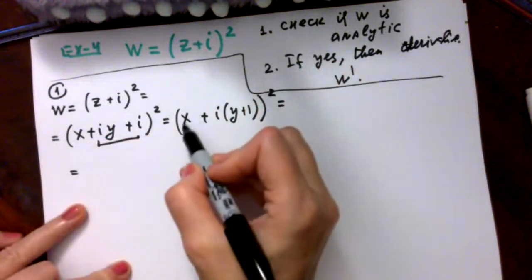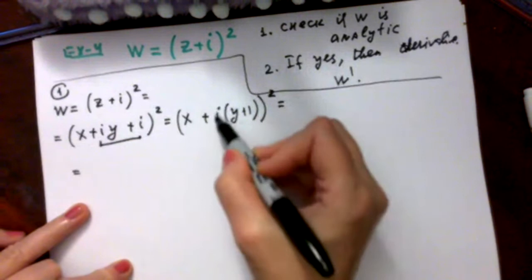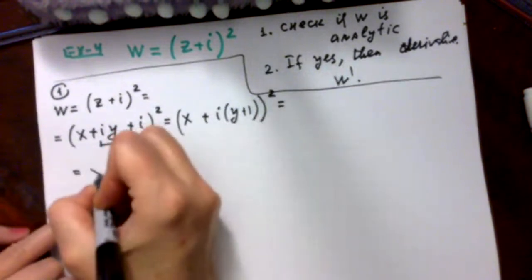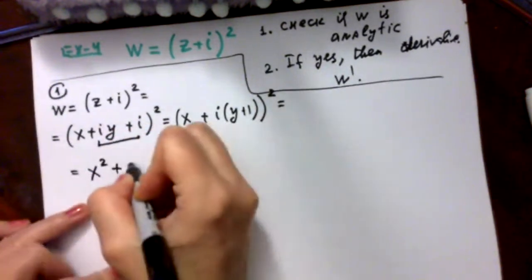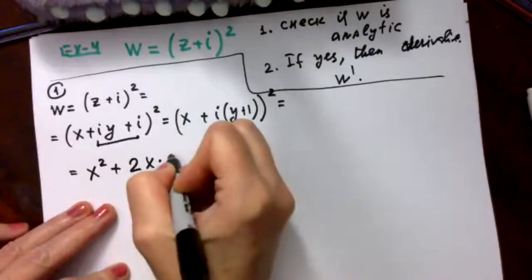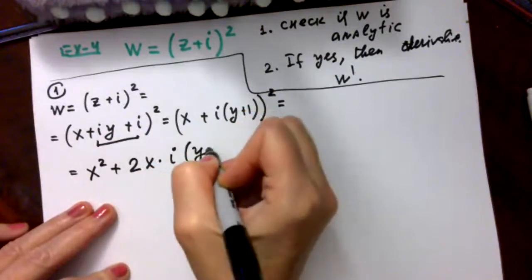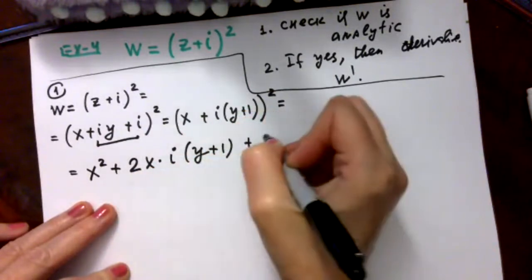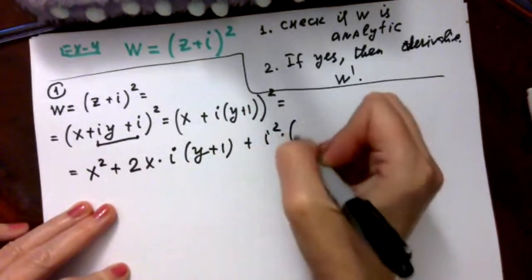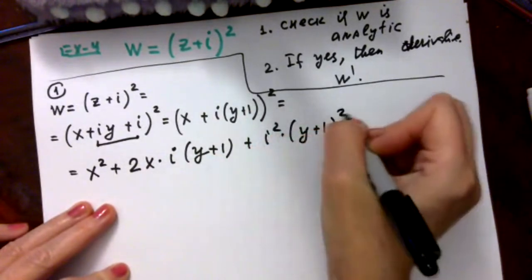So this is our a, x is the first term, and this is our second term. So the first term squared will be this plus 2x times the second term. And finally, the last term squared, i squared times this parenthesis squared.